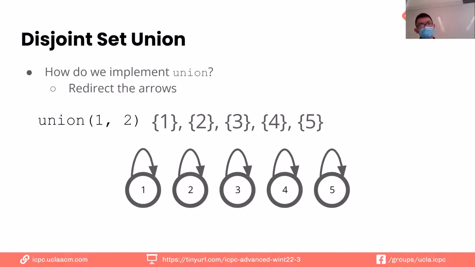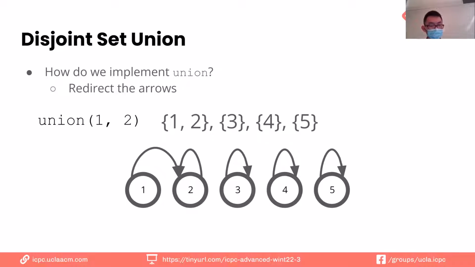Okay, so how would we implement union using this diagram? We can just redirect the arrows so that the elements of every set point to the same representative. So if we have union 1, 2 here, then we can just choose one of them to be the representative. So here we chose 2, so we redirect the arrow from 1 to go to 2.